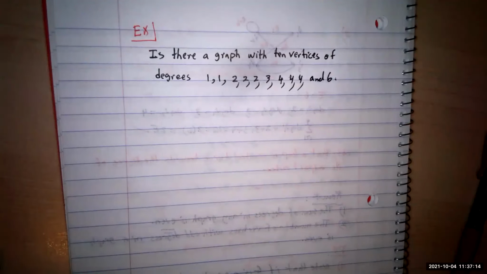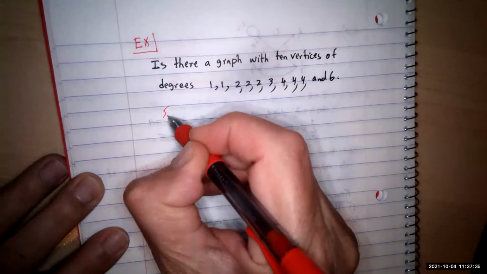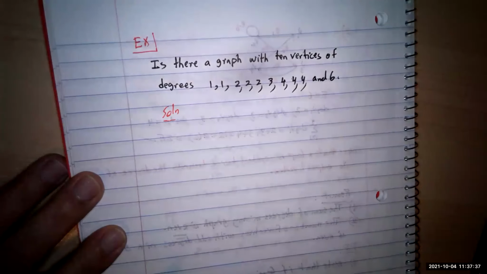There are two different ways to do it. One of them is to add all these numbers together. Remember, these are the degrees of the vertices. If the sum is an even number, it's going to be a graph. If it's not an even number, you know that this is not going to be possible, because that's the first condition that you have. So the solution is simply to add them together.